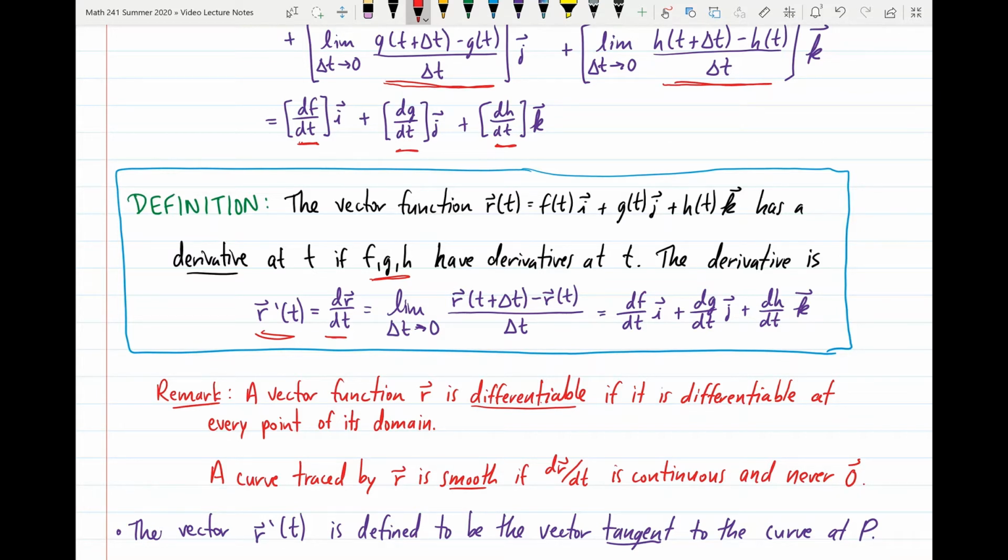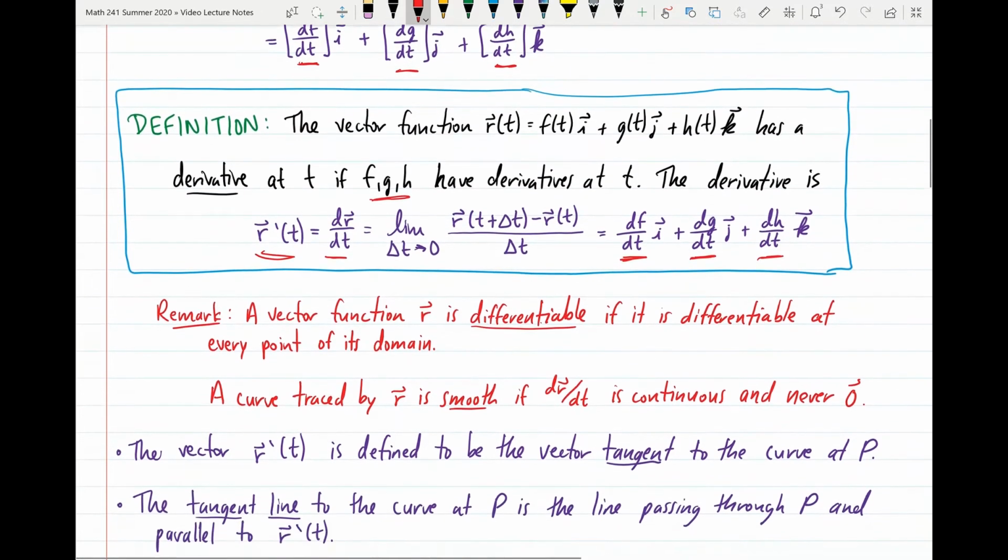And this is going to equal the derivative of all of the component functions. So again, what this tells us is that if we want to take the derivative of a vector valued function, then all we have to do is take the derivative of each of the component functions. That's really nice.